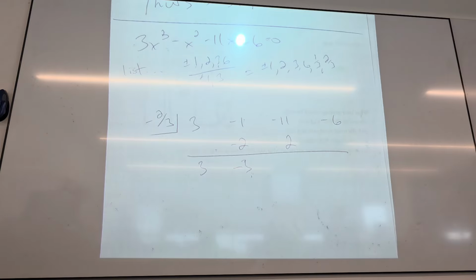Negative 2/3 works. Why do I only have to use synthetic division once? What's the result going to be? What degree will the result be of my synthetic division? It was 3. No, just what power is it going to be? Second. And why do I never have to use synthetic division for second degree?